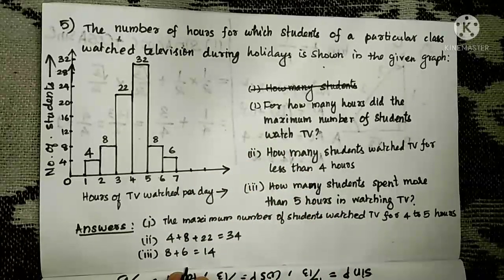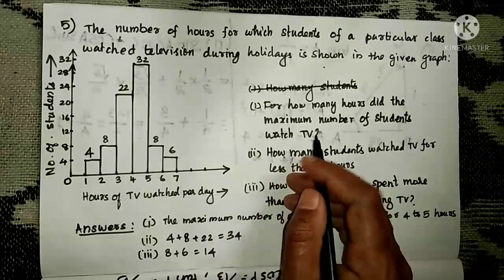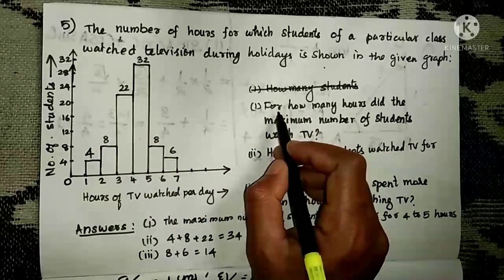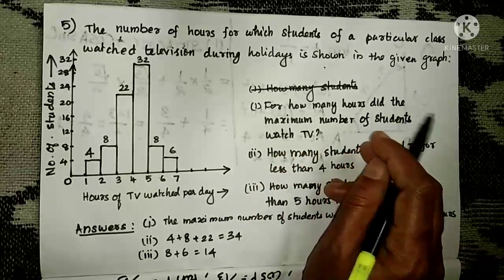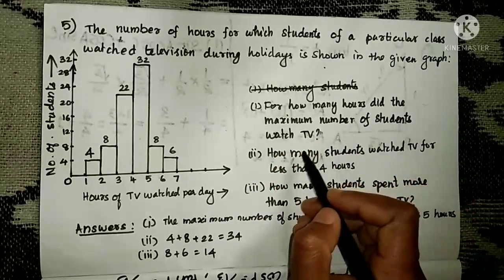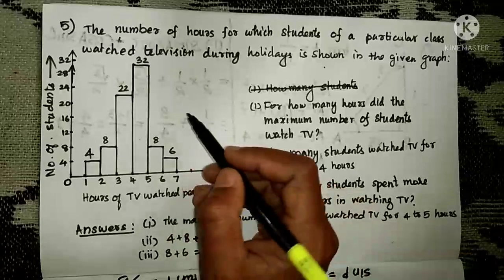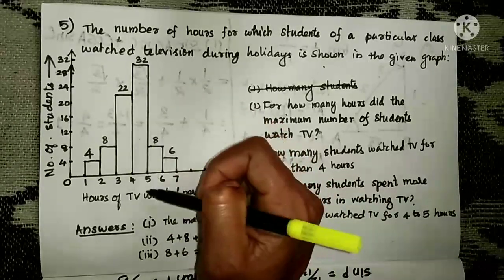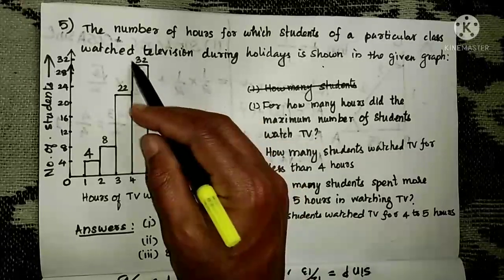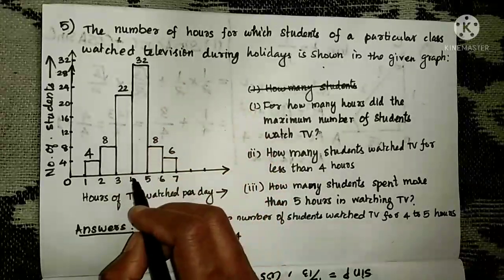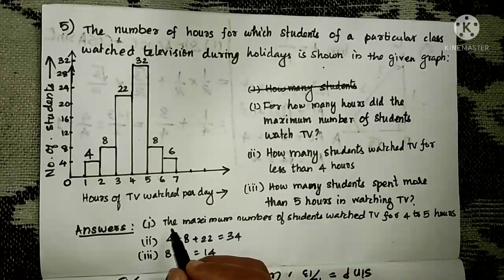The first question: for how many hours did the maximum number of students watch TV? You can see that this is a tall tower. This one is 32 students who watched. Maximum students, 32 students, watched for 4 to 5 hours. So that answer is 4 to 5 hours.